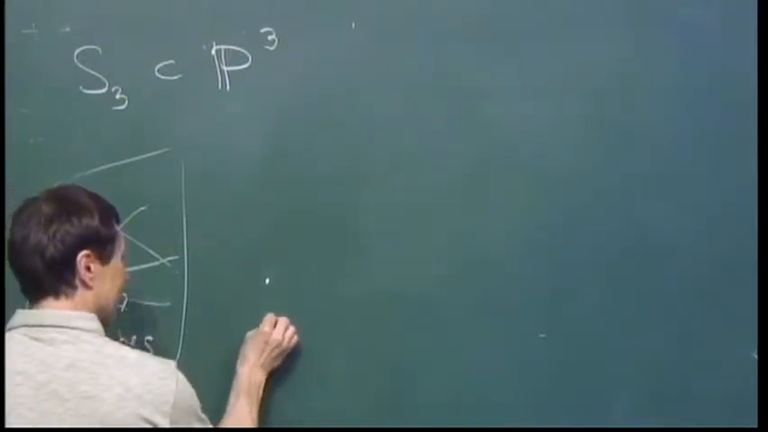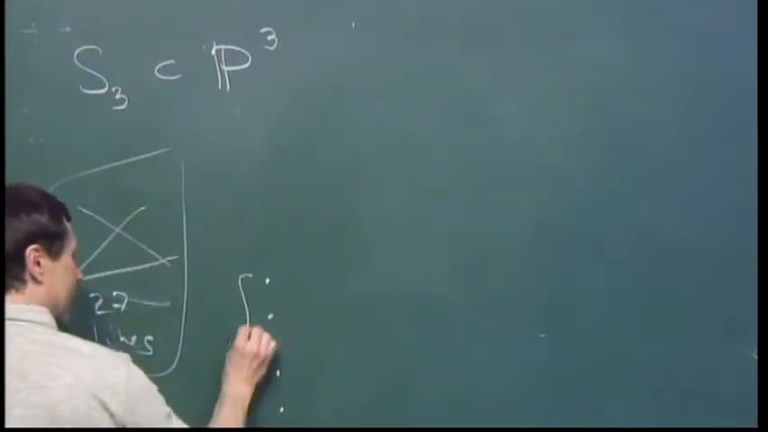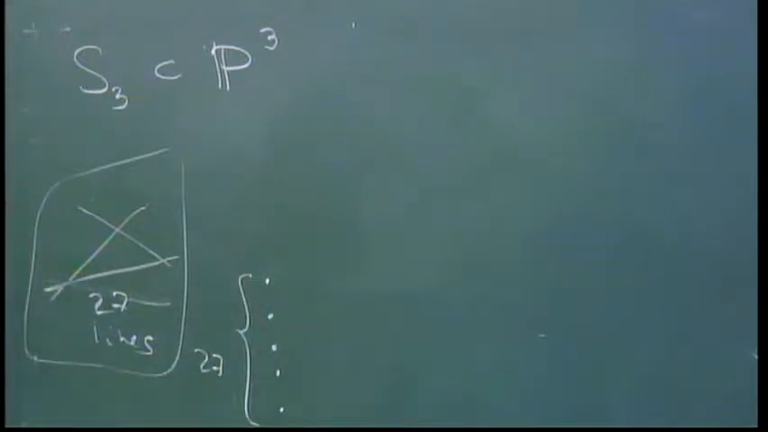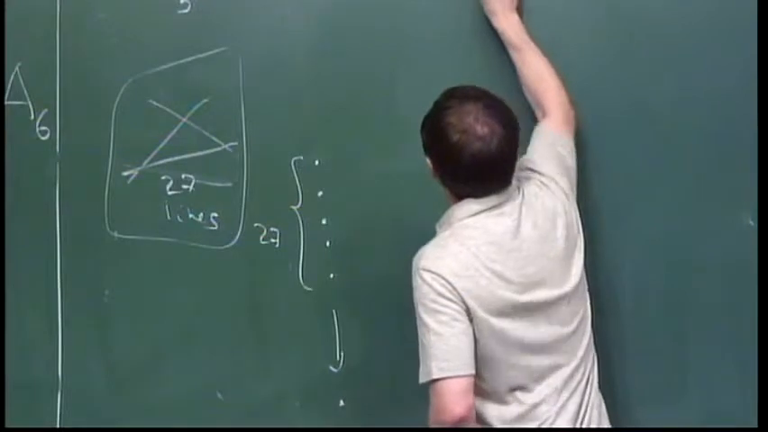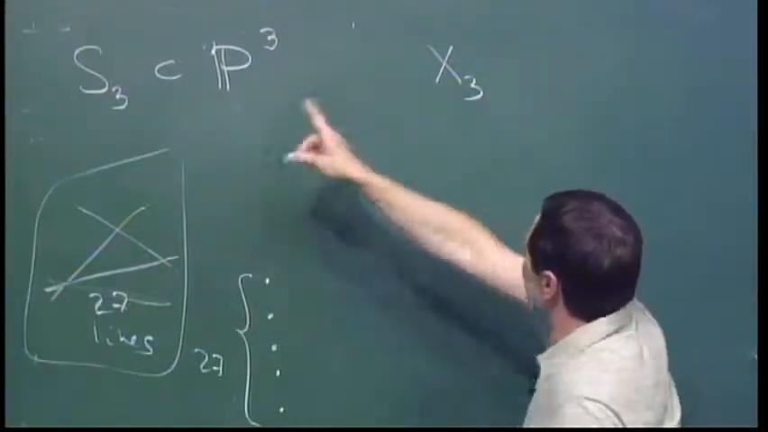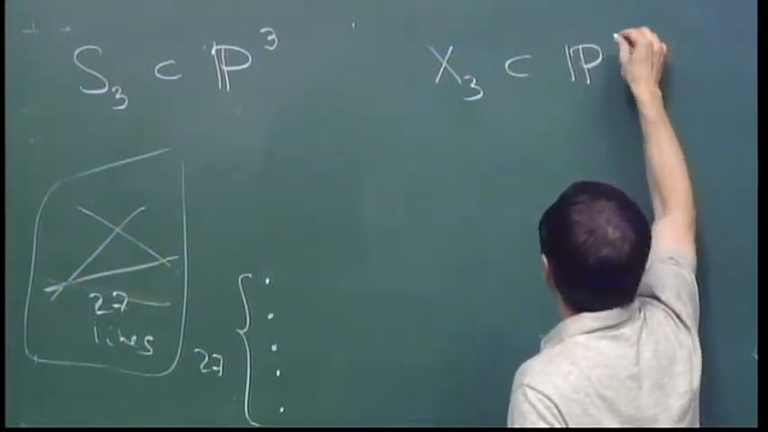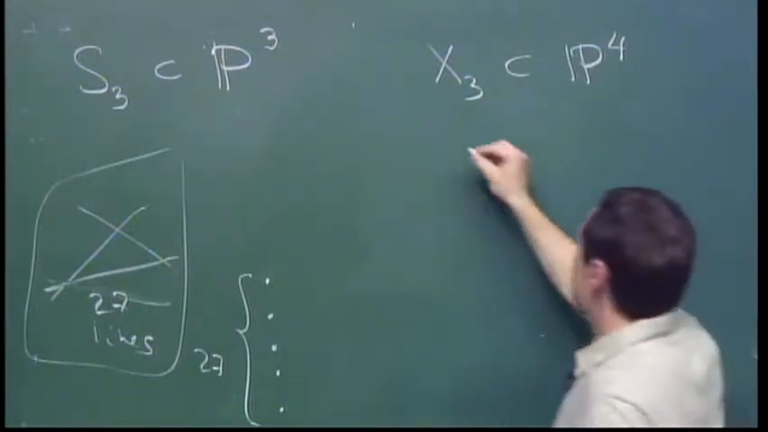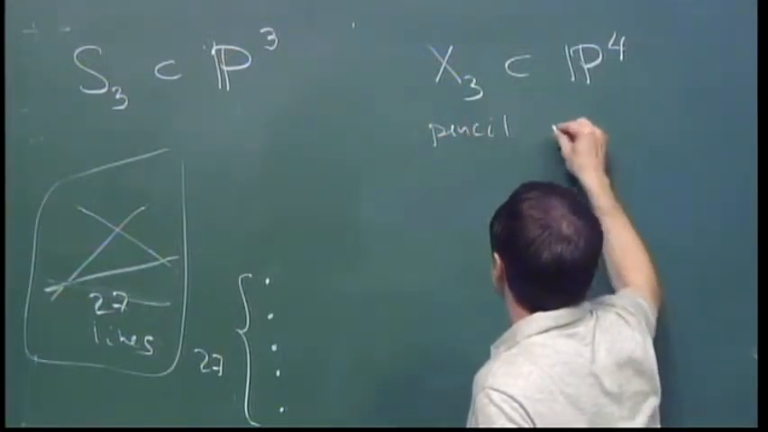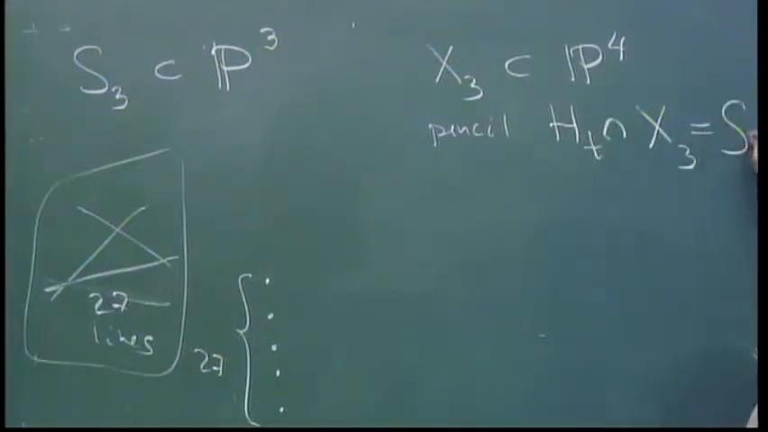And so you represent these lines by points. So there are 27 points. And then let's now vary this cubic surface. So let's start with the cubic threefold now. And look at a pencil of hyperplane sections. So cut it by a pencil.